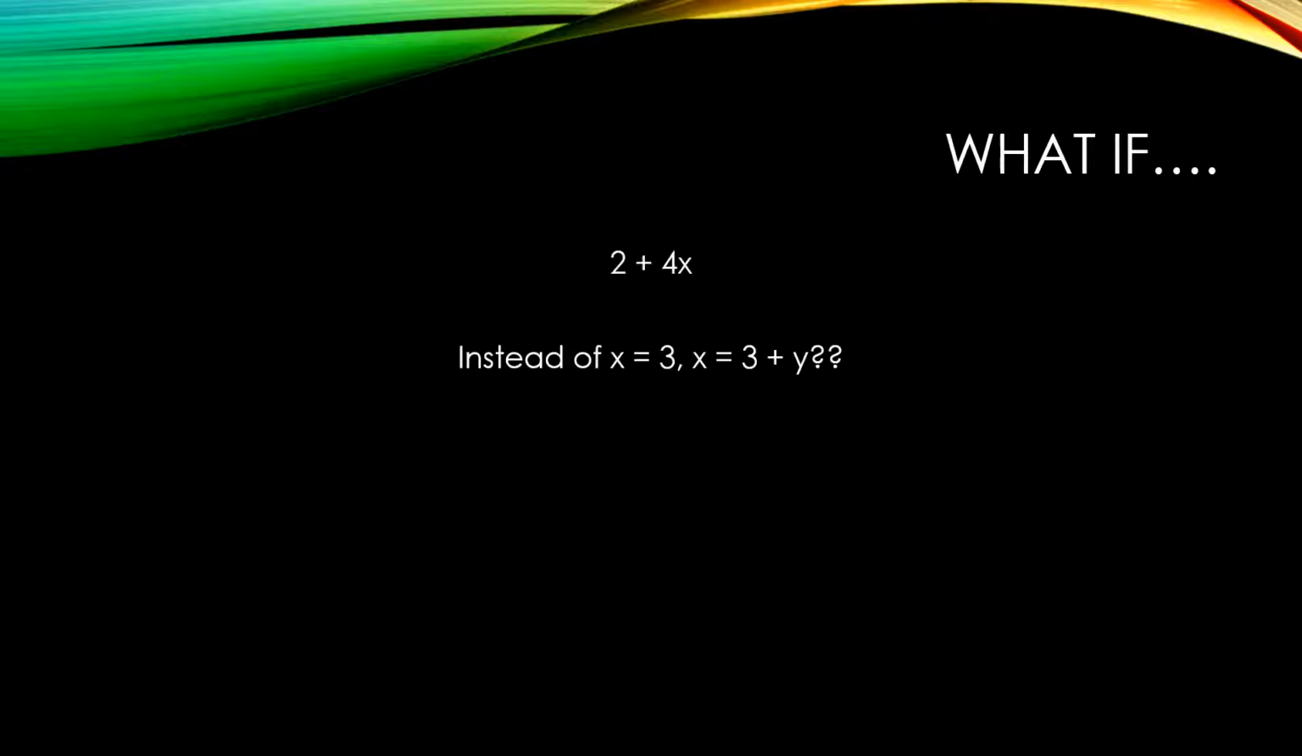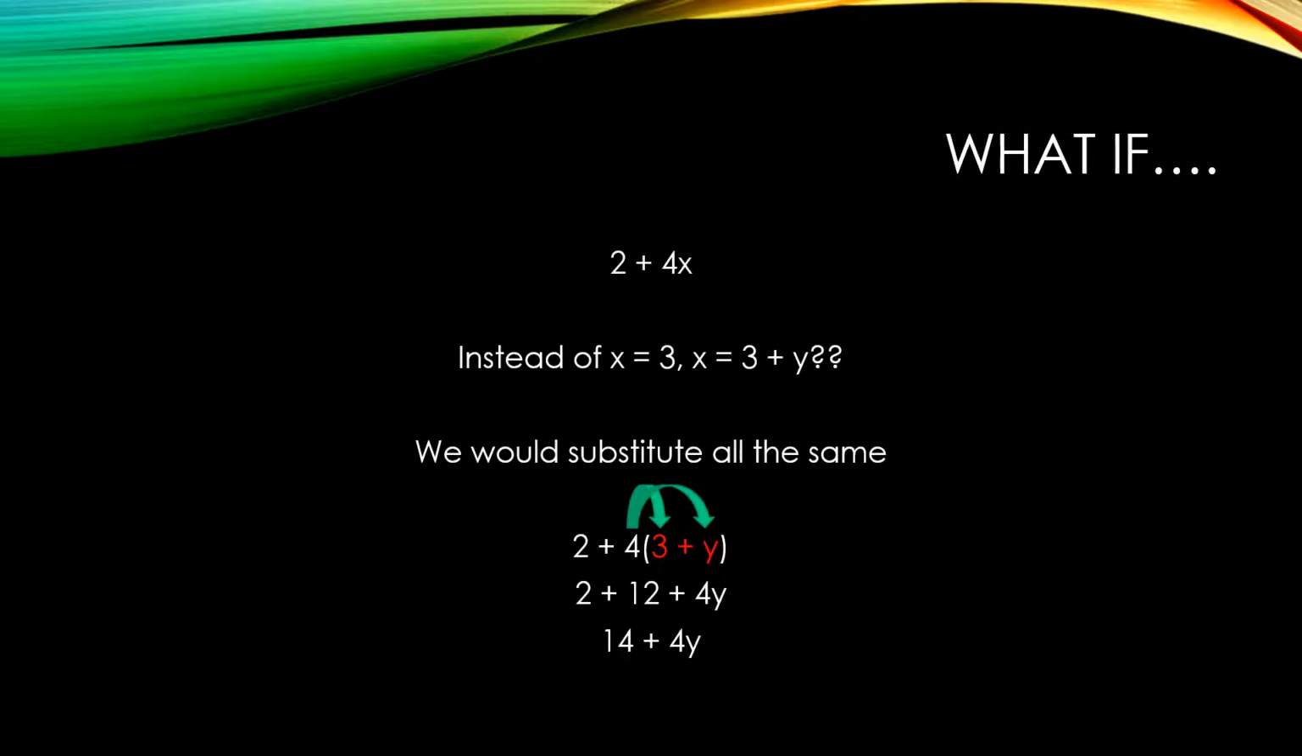Now what if, instead of x equals 3, x equals 3 plus y? We're still going to use the same method of substitution. We're going to replace x in the expression with 3 plus y. So our new expression would read 2 plus 4 bracket 3 plus y, close bracket, and you're going to go ahead and distribute in order to expand and simplify.